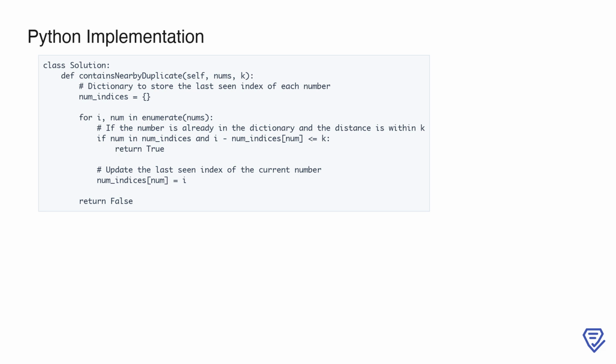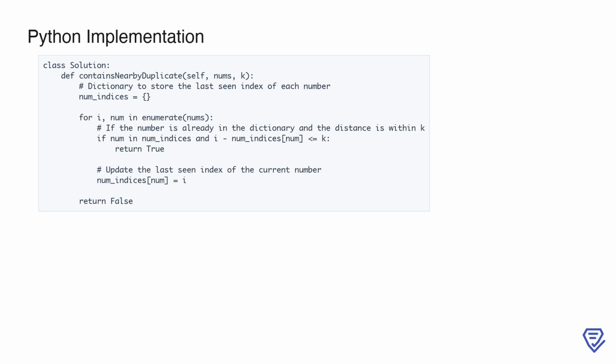Inside the loop, the code first checks if the current number is already present in the dictionary number_indices. If it is, the function calculates the difference between the current index i and the previously stored index of number. If this difference is less than or equal to k, the function immediately returns true, indicating that the conditions are satisfied.